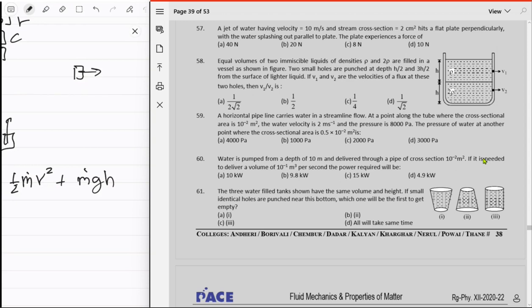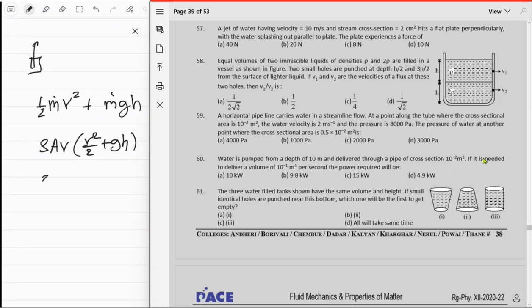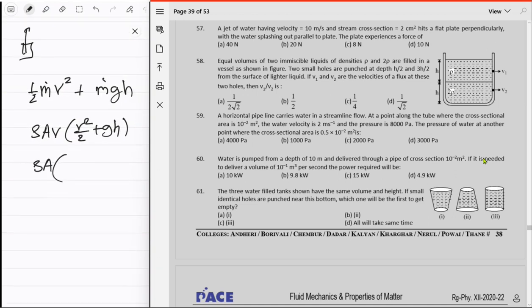Okay, so how do you get this thing? M dot is just rho av, so rho av times v squared upon 2 plus gh. Look cool. So rho a, and then this comes inside, it's just v cube upon 2 plus vgh. You know what? No, just do it the proper way. Okay, so what is the thing? Rho is just 10 power 3. Area is what? So it's 10 power negative 2. Okay.